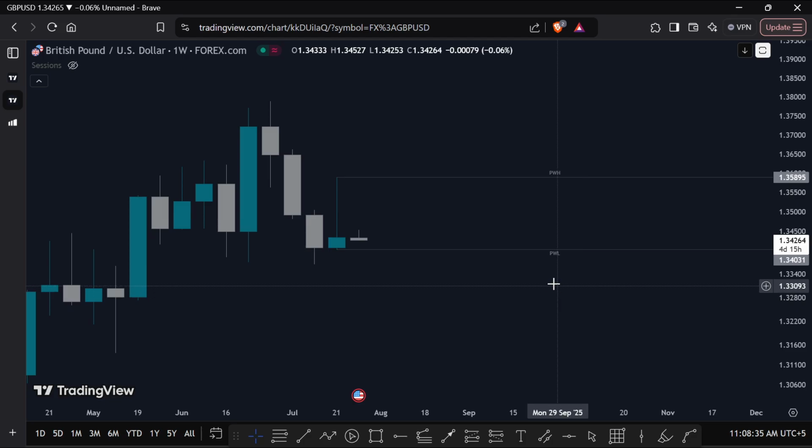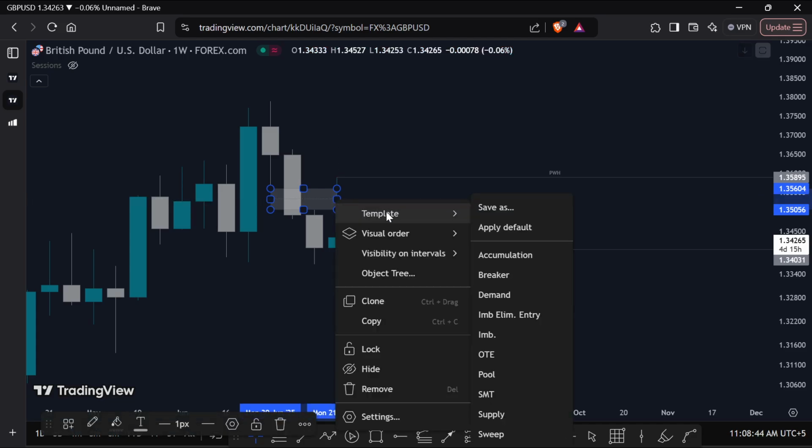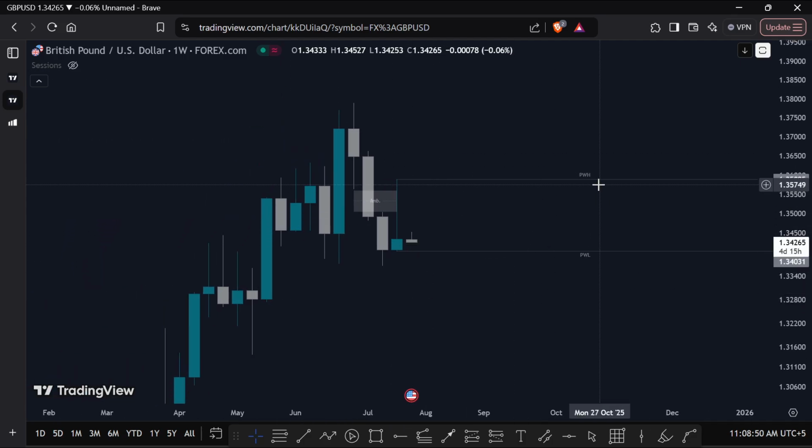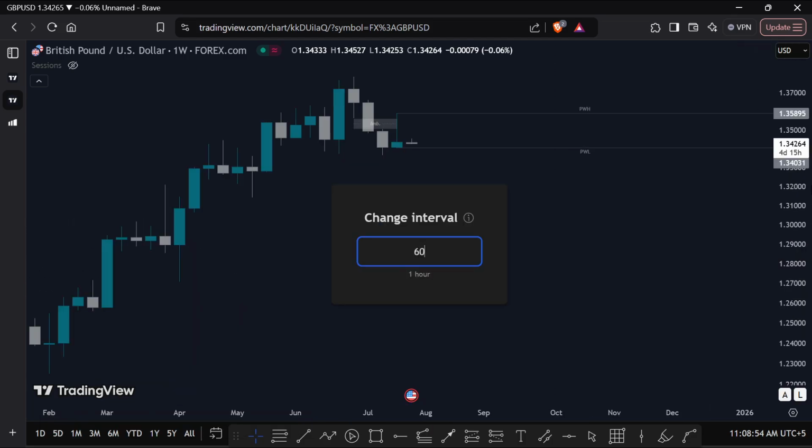Why did we mark it? Because, by the way, the imbalance got filled also. Wait a second. The imbalance is also filled here on W1. Alright, now the market seems to go on the bearish side really fast. And why did we mark out these levels? Because these are really nice liquidity points. So that's why we marked it out.